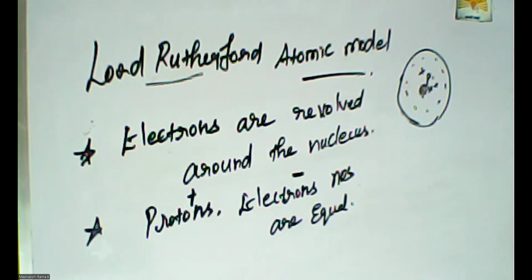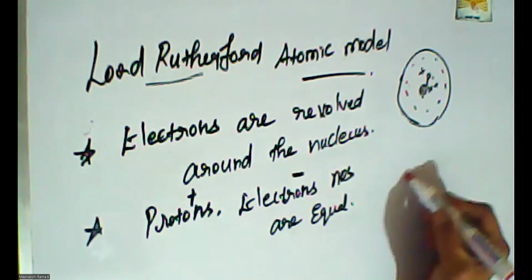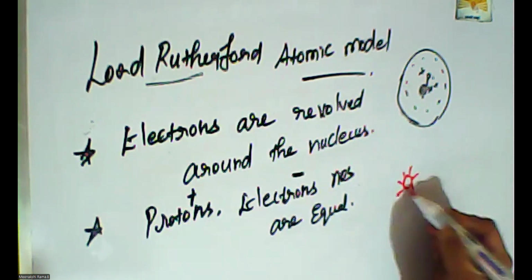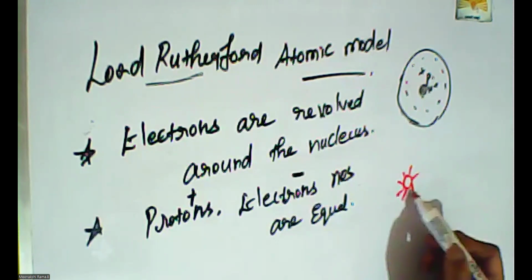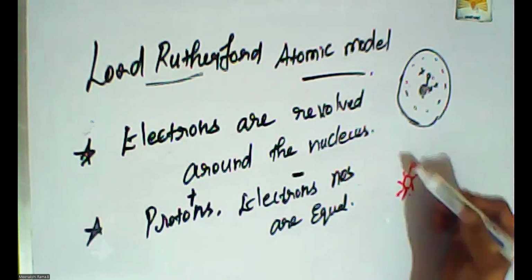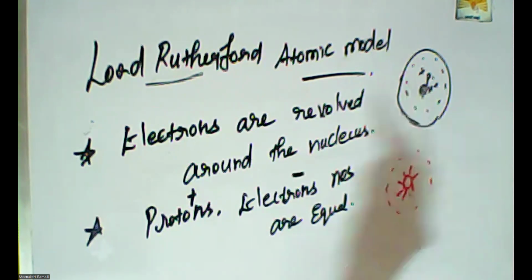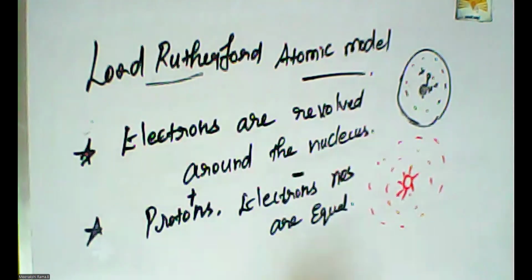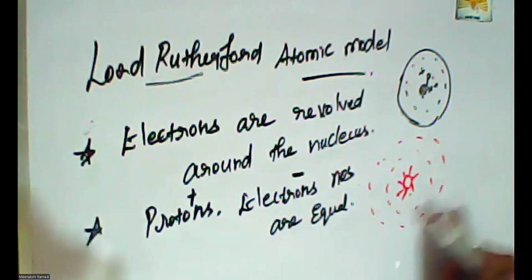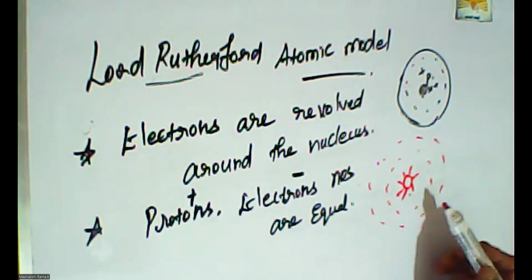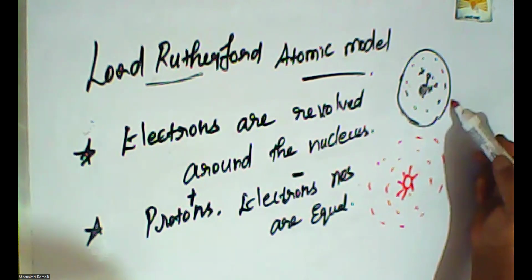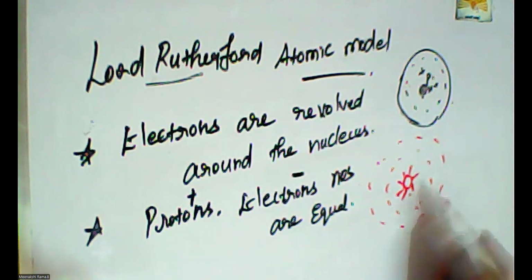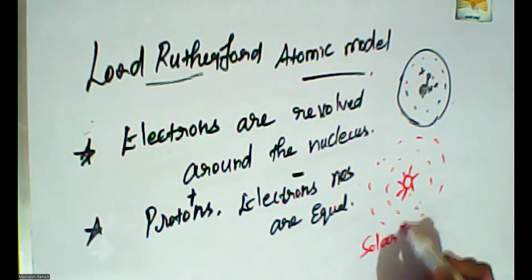Yes, in the solar system, the sun is the center part. So just imagine the sun is a nucleus. The planets are around the sun, revolving around the sun. Okay, yeah. So all the planets are revolving around the sun. So the Rutherford atomic model is similar to the solar system model.